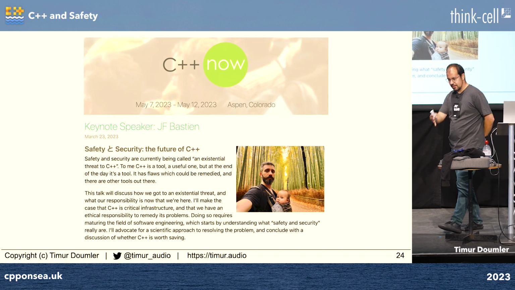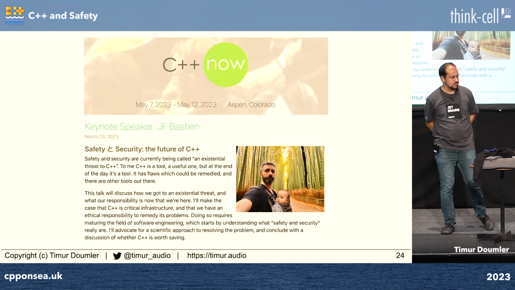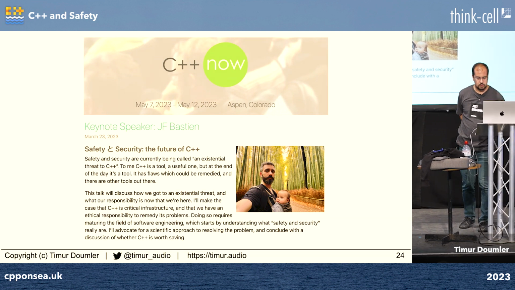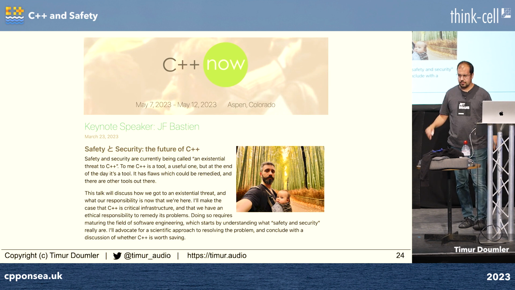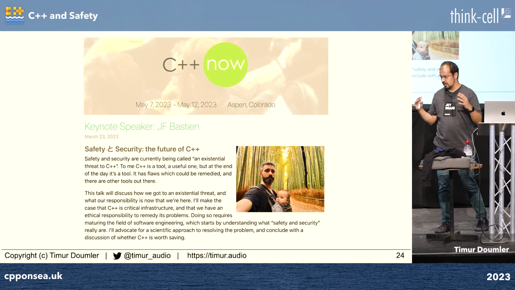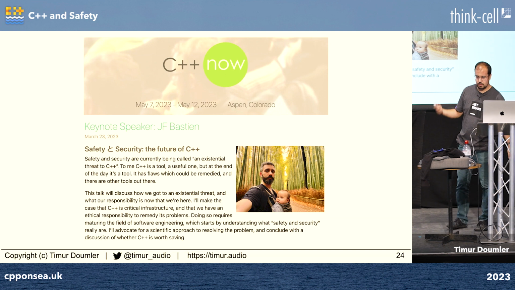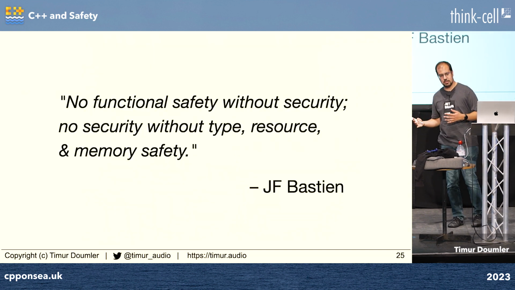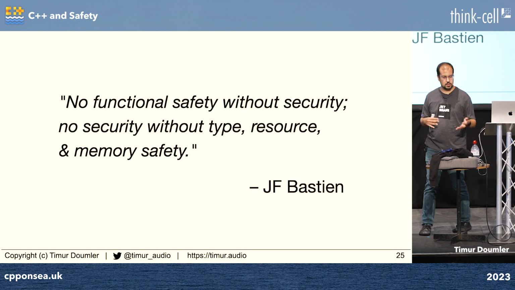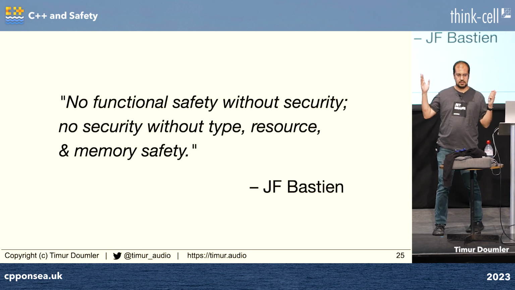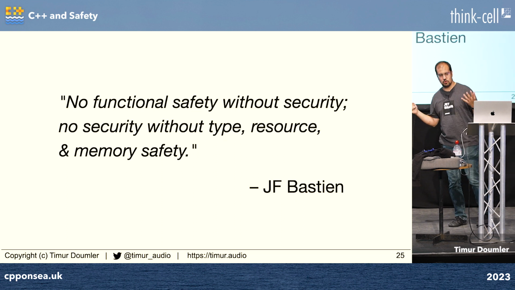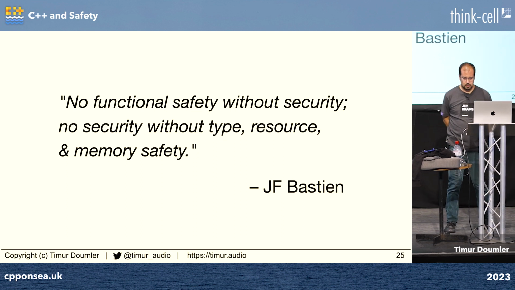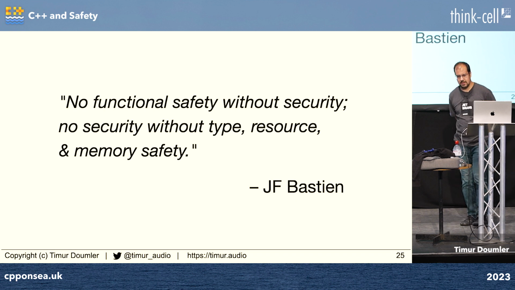So JF, I'm going to mention your name quite a few times, did a fantastic keynote last month at C++ Now, where he was talking about all of this stuff. And it kind of helps to bring all of these terms together. One central thesis in his talk is that there is no functional safety without security, and there's no security essentially without language safety. So I can encourage you to watch your talk if you want to know more about how we arrive at that. And with that, we can draw a kind of Venn diagram, right?